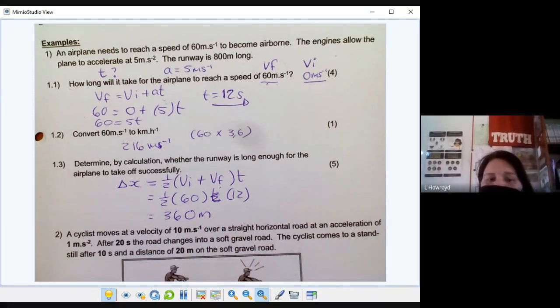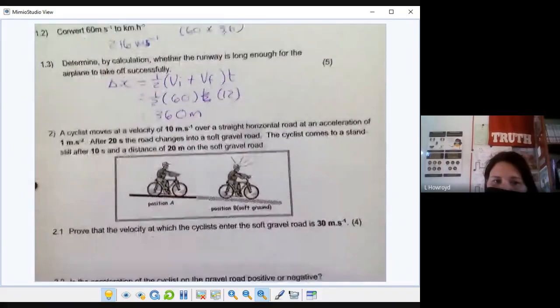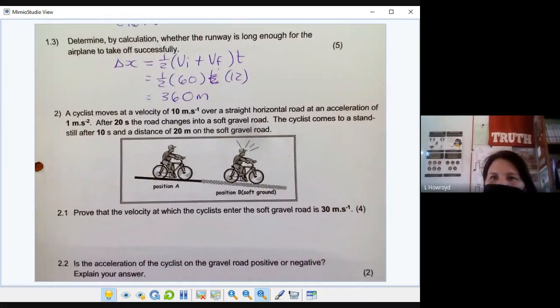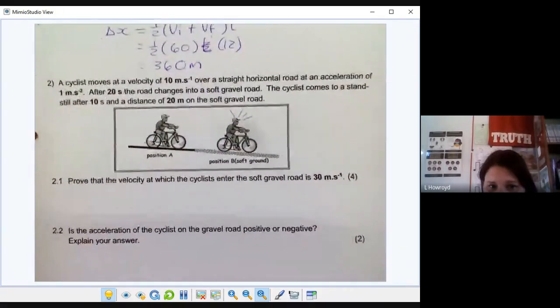Okay, but now remember, there was another question here. It's not enough that you just said 360. You have to now answer the question. Was the runway long enough? Yes, it was. So you can say the runway is long enough. You have to then answer the question, otherwise you're going to lose a mark. You have to interpret your answer and say, yes, the runway is long enough. These questions that we've just done now, those would be your routine questions. So they would be the comprehension type questions.